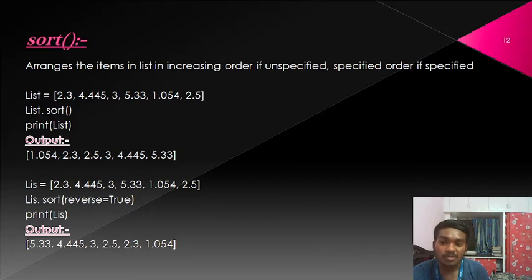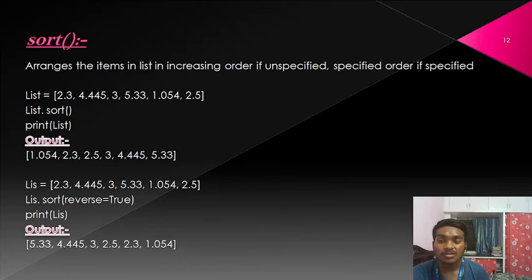Sort is a method. It arranges all the elements in the specified order. If the order is unspecified, it arranges all the elements in increasing order. We are going to see two examples. First, we use it without specifying an order, and then we will specify. For the first example, list is equal to 2.3, 4.445, 5.33, 1.054, and 2.5.